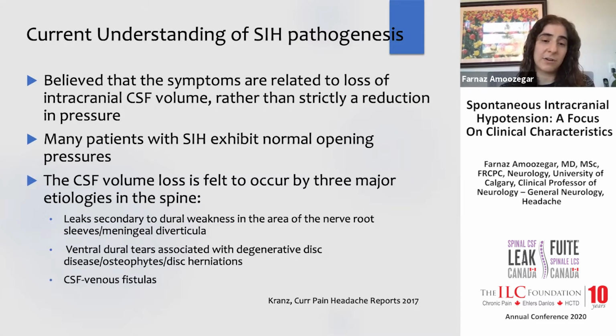One is that leaks can occur secondary to dural weakness in the area of a nerve root sleeve. That's where the nerve roots are exiting at the level of the spine, and there can be those meningeal diverticuli or outpouchings like we talked about. If that's an area of weakness, a tear or a hole can occur at that level and cause leakage of the fluid. There can also be ventral dural tears, and that's basically the undersurface or anterior portion of the spine, where there's often degenerative disc disease, like those osteophytes or sharp pieces of bone we were talking about, that can cause a dural hole or a rent to occur.